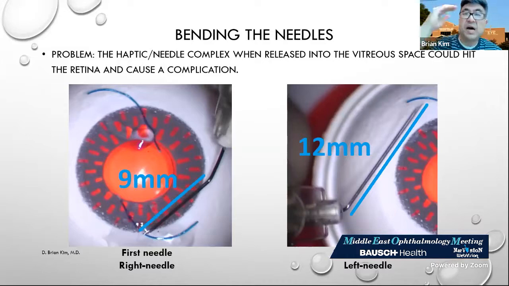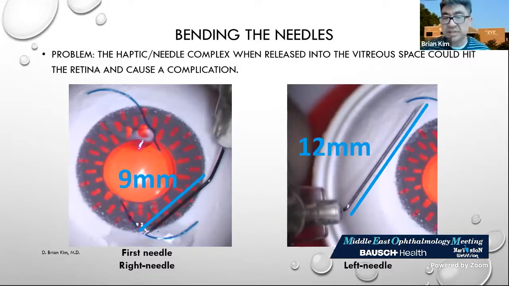When the first haptic needle complex is released into the vitreous space, you don't want it to be moving too freely into the posterior segment. And so I like to bend the first needle, which is the right needle for my technique. For Yamane, it's the left needle that's the first one. So that's the first modification, is I do the right side first. And I bend it about 9 millimeters from the tip, about 70 degrees.